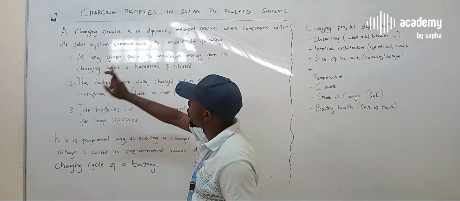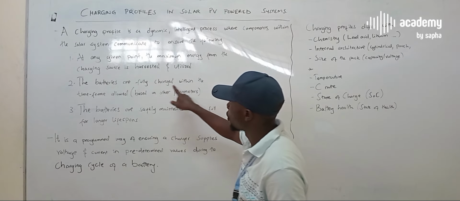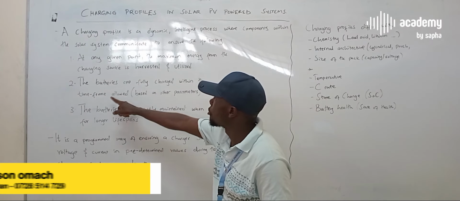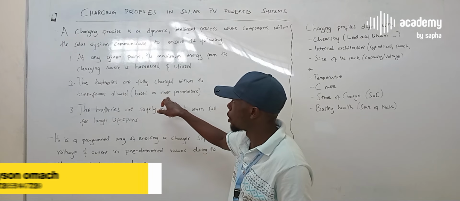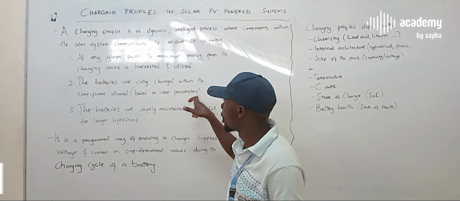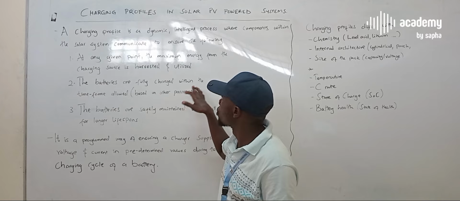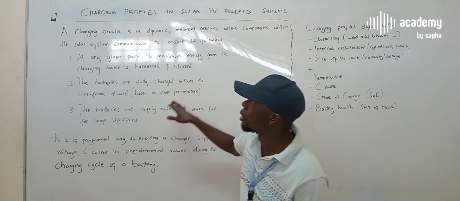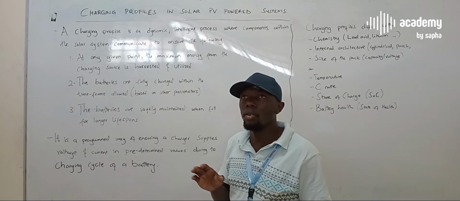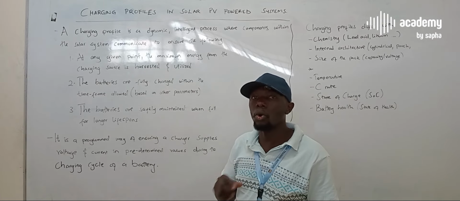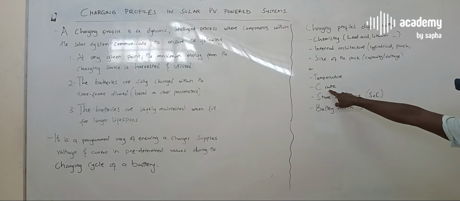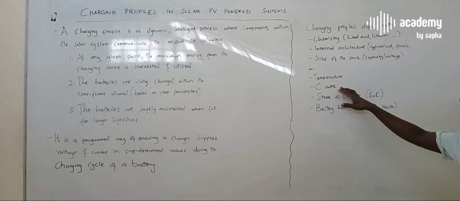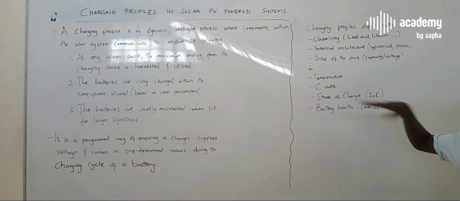Now, number two, a charging profile is supposed to ensure that the batteries are fully charged within the time frame allowed. The time frame allowed will be based on several other parameters, and I think I've mentioned this lightly. There are some batteries that can charge within 4 hours, 6 hours, or 12 hours, and that depends on something called a C-rate. Different battery designs have different C-rates, and we can also talk about it later on, just briefly.